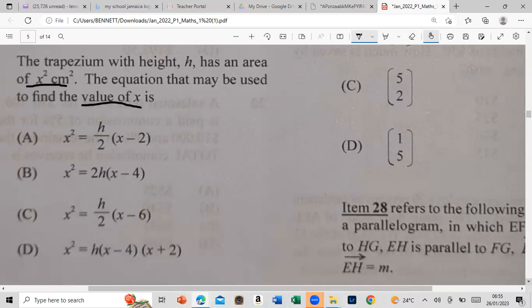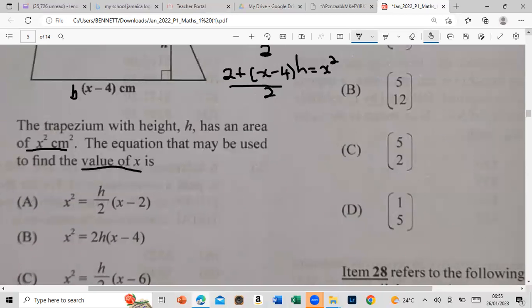Alright, so they don't have that as an option. So what we have to do is basically simplify it. So I see the answer now, and they group these. So the 2 and the negative 4, so it will be x minus 2 over 2h. Alright, because they bring these two together. So that's 8.